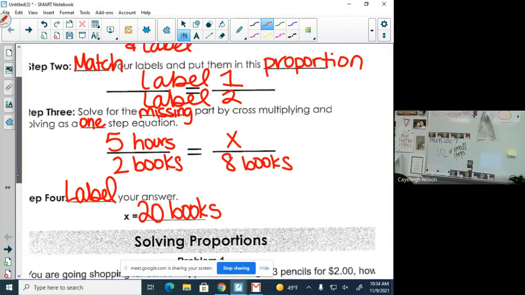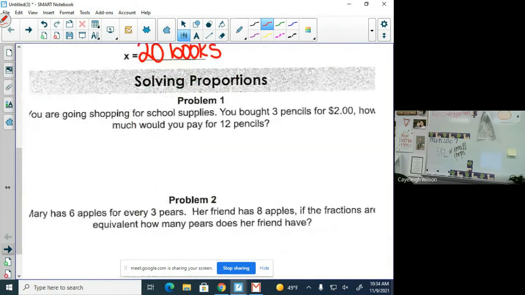Okay. All right, so let's go down to the first problem. It says you were going shopping for school supplies. You bought 3 pencils for $2. How much would you pay for 12 pencils? We talked yesterday. The first sentence is your first fraction. So step 1 says you're going to read it and you're going to underline the number and the label. So this says 3 pencils, $2. So that first sentence is your first fraction.